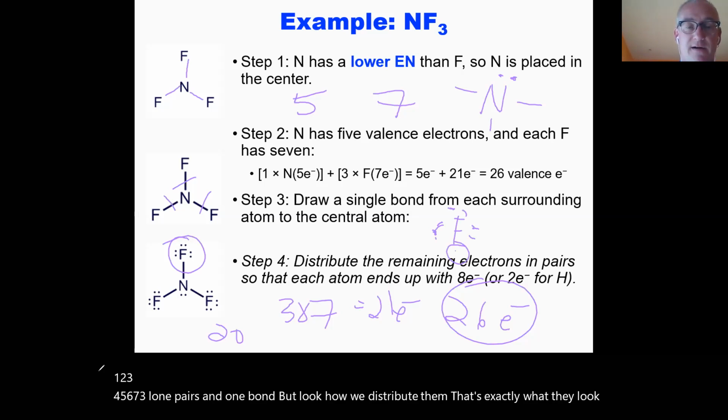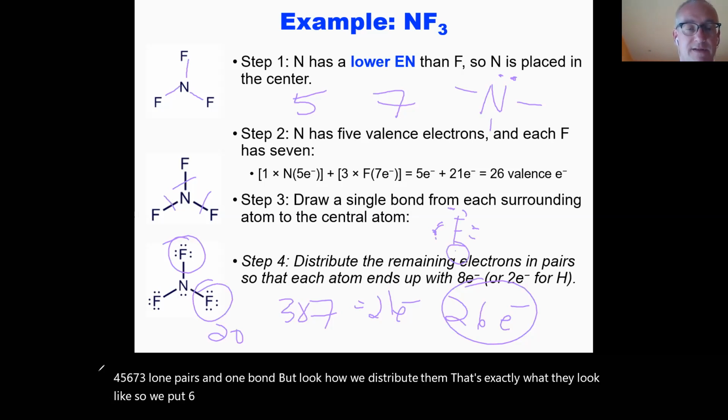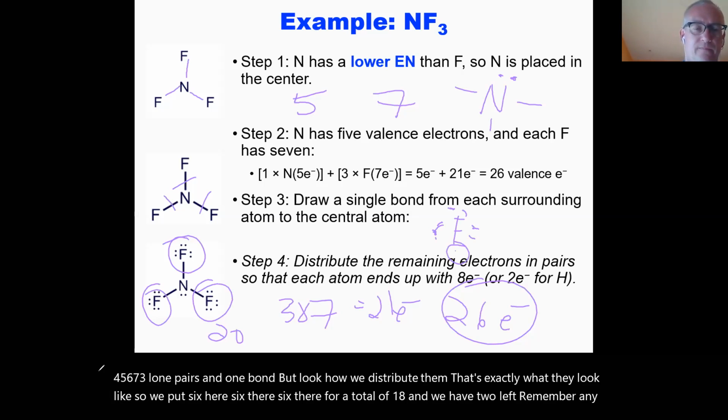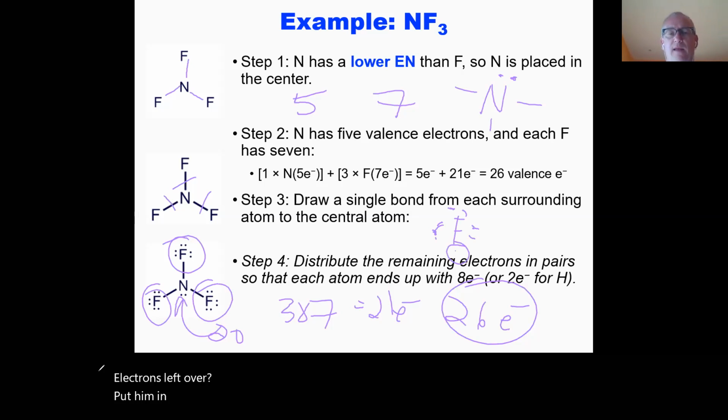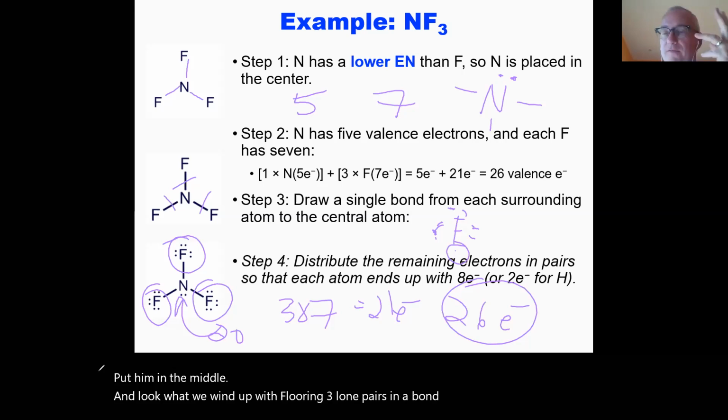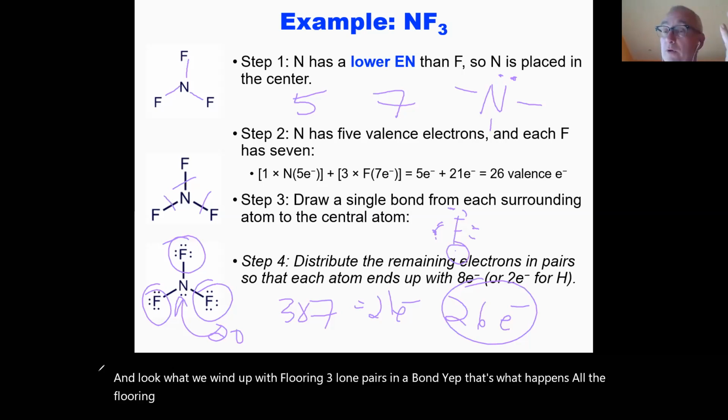So we put 6 here, 6 there, 6 there for a total of 18, and we have 2 left. And remember, any electrons left over, put them in the middle, and look what we wind up with. Fluorine, 3 lone pairs and a bond. All the fluorines, 3 lone pairs and a bond. Oh, and look what happens with nitrogen. 3 bonds and a lone pair. Just like we would have expected.